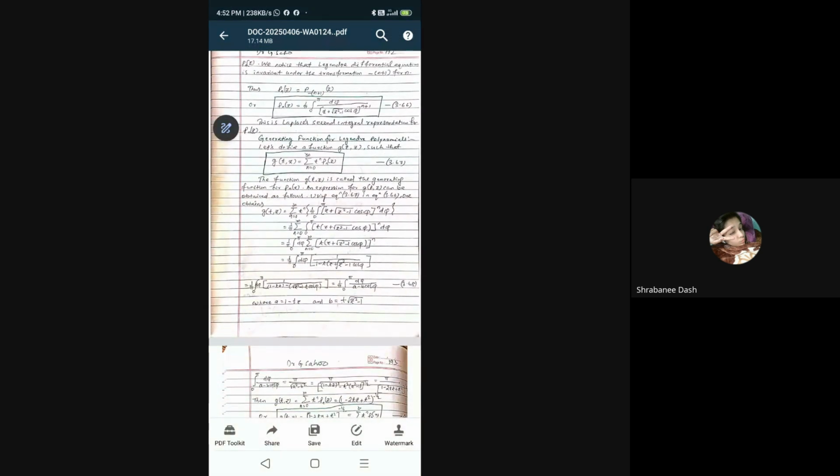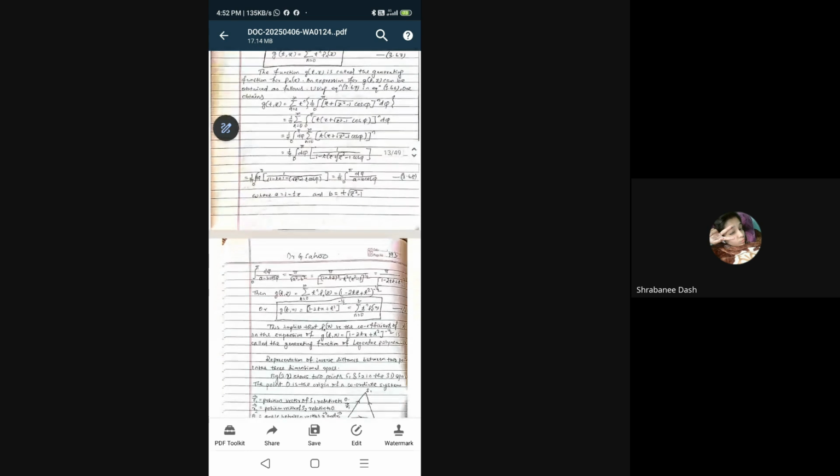The generating function for the Legendre polynomial, g, which is a function of t and z, is equal to the summation from n equal to 0 to infinity of t^n P_n(z). The derivation is shown on the screen, and it can also be written as (1 - 2tx + t²)^(-1/2).